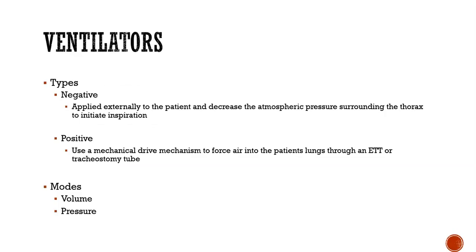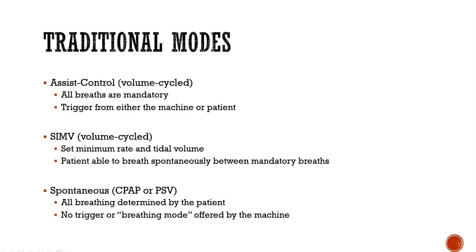All right, so different types of ventilators. We have negative and positive pressure. So negative pressure is applied externally to the patient, and it decreases the atmospheric pressure surrounding the thorax to initiate inspiration. Positive pressure uses a mechanical drive mechanism to force air into the patient's lung through an ET tube or a tracheostomy tube. And then we have different types of modes, volume and pressure.